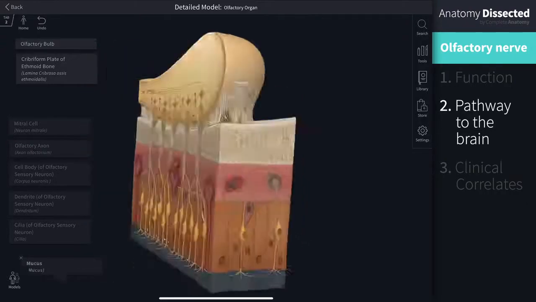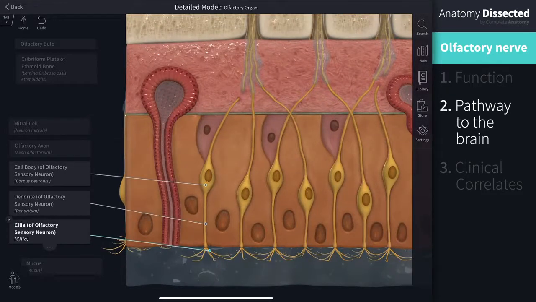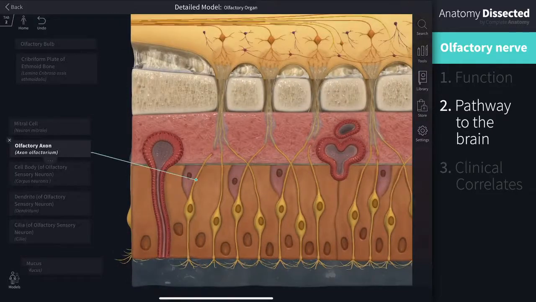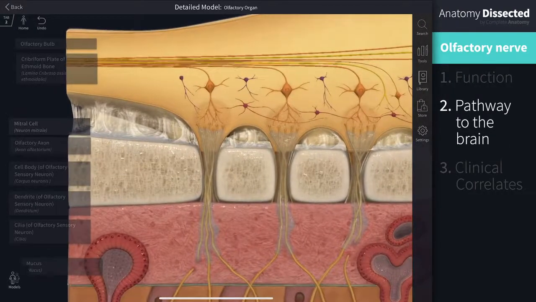At the end of these projections are cilia, which are the small hair-like extensions at the terminal end of the olfactory sensory neuron. Odorous particles that are dissolved in the mucus layer stimulate the cilia, and a message is passed up via the dendrite and the cell body to the axon of the olfactory sensory neuron. The axon synapses with a mitral cell in the olfactory bulb above the bone. It's the mitral cell that carries information on individual odours back to the brain.